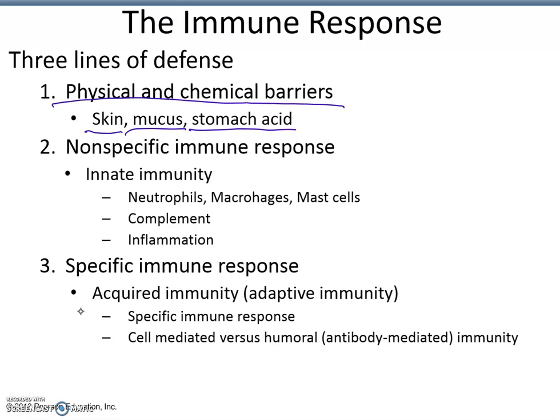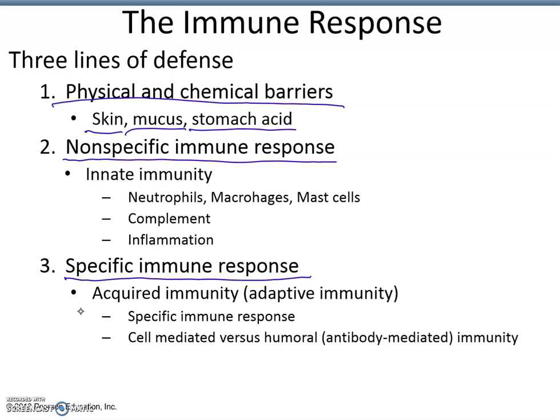Next up, the non-specific immune responses. Those would be a second line of defense. There would be your innate immunity, the neutrophils, the macrophages, mast cells, the complement system, and then also inflammation and inflammatory responses. And then we have specific immune responses, and they revolve entirely around lymphocytes. So that would be cell-mediated versus antibody-mediated immunity.